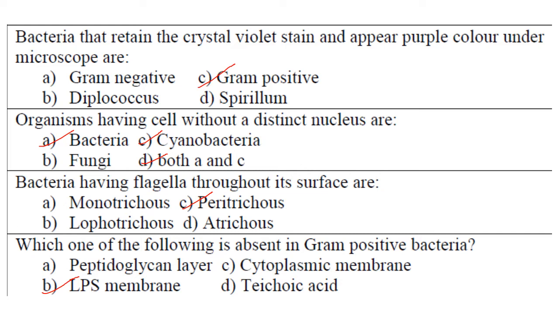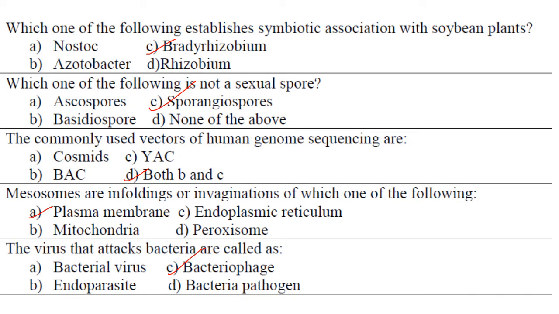Then which of the following is absent in gram-positive bacteria? So in gram-positive bacteria, the LPS, that is lipopolysaccharide membrane, is absent, whereas it is present in gram-negative bacteria. Then next one. Which one of the following establishes symbiotic association with soya bean plant? So they have asked specifically for soya bean plant, so it is Bradyrhizobium. Answer is option C.